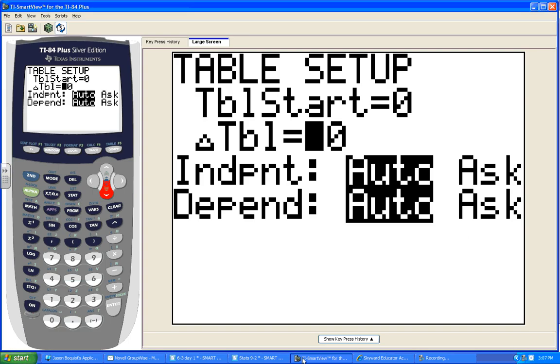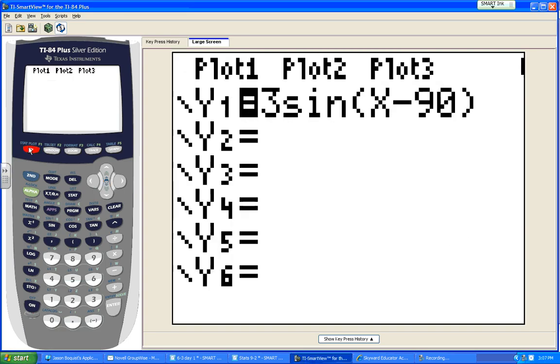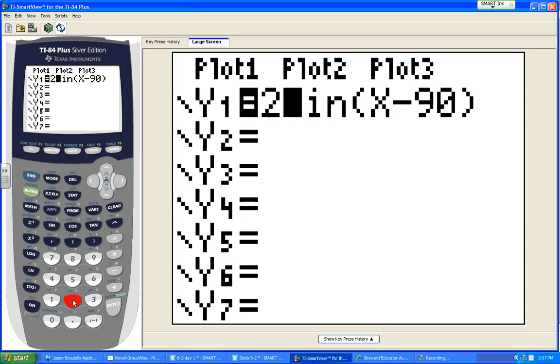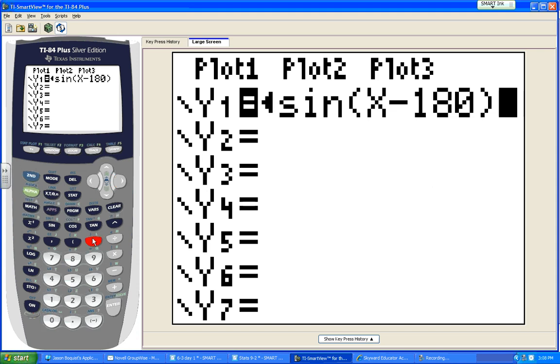So this time, am I going to have any problems? I don't know. Tough to say. Y equals 2 sine, again, okay, of x minus, boy, I don't have to change much at all, do I? 180. Well, this should be about it, huh?